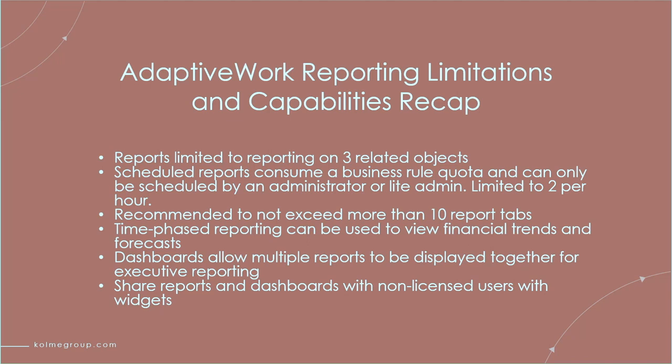Now let's do a quick recap of some of the limitations and capabilities we talked about today. We talked about how reports are limited to reporting on three related objects. We talked about how scheduled reports consume a business rule quota, and that can only be scheduled by an administrator or a light admin, and that's going to be limited to 2 per hour. We also recommend not to exceed more than 10 report tabs.